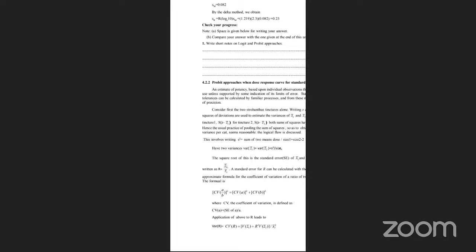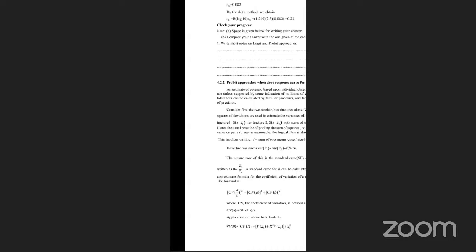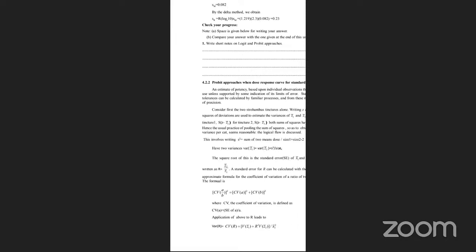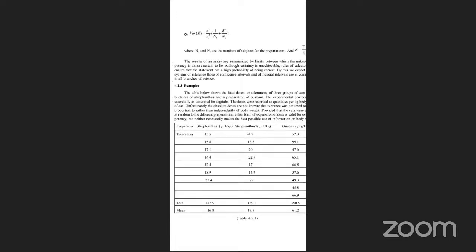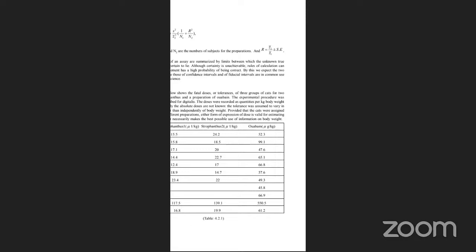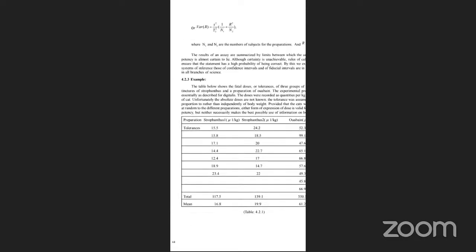Coefficient of variance is defined as the coefficient of variance of a equal to the standard error of a divided by a. Application of the above to r leads to the variance of r equal to s squared by z2 squared times (1 by n1 plus r squared by n2), where n1 and n2 are the numbers of subject preparations, and r equals z bar 1 by z bar 2, plus or minus the standard error.